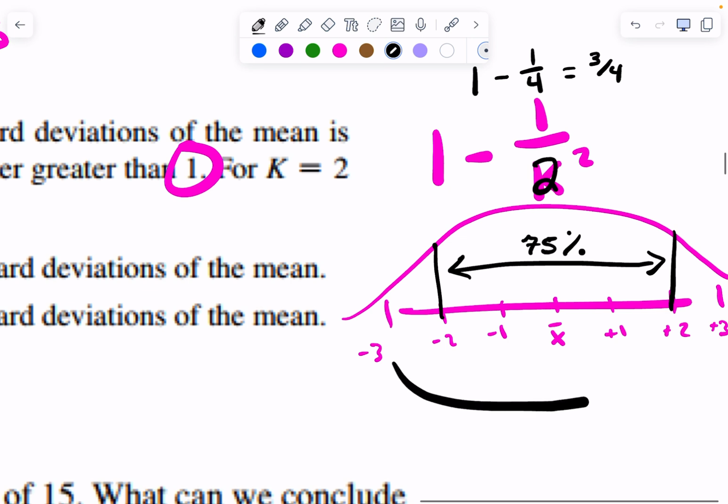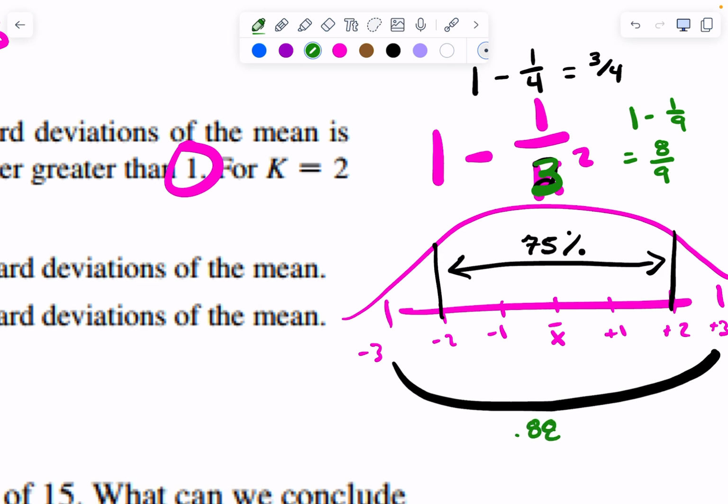Okay, 3 standard deviations would be 1 minus 1/3 squared. 1/3 squared is 1/9, right? So 1 minus 1/9 is 8/9, and 8/9 as a decimal is 0.888 repeating, or 88.9%, right? Lives within 3 standard deviations. Does that make sense? Okay.